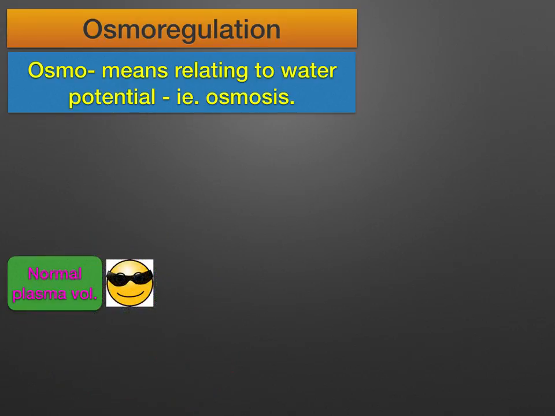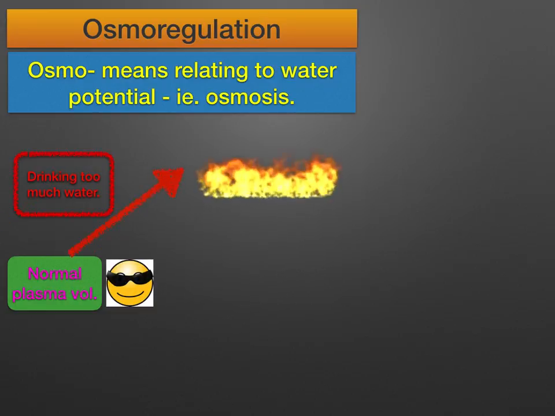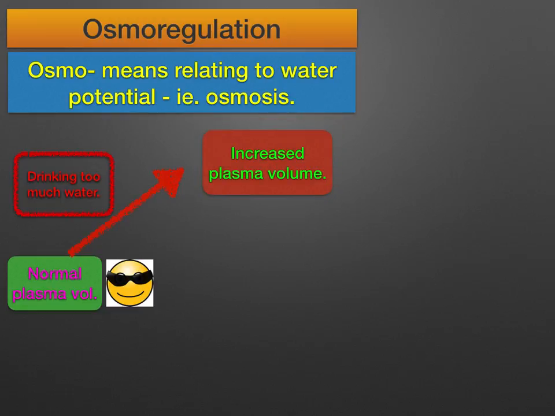So to begin with, you've got a normal volume of blood plasma, you're hydrated, you haven't had too much to drink, you haven't had too little to drink. If you then drink far too much water, the water is going to be absorbed into the bloodstream and the plasma volume goes up.